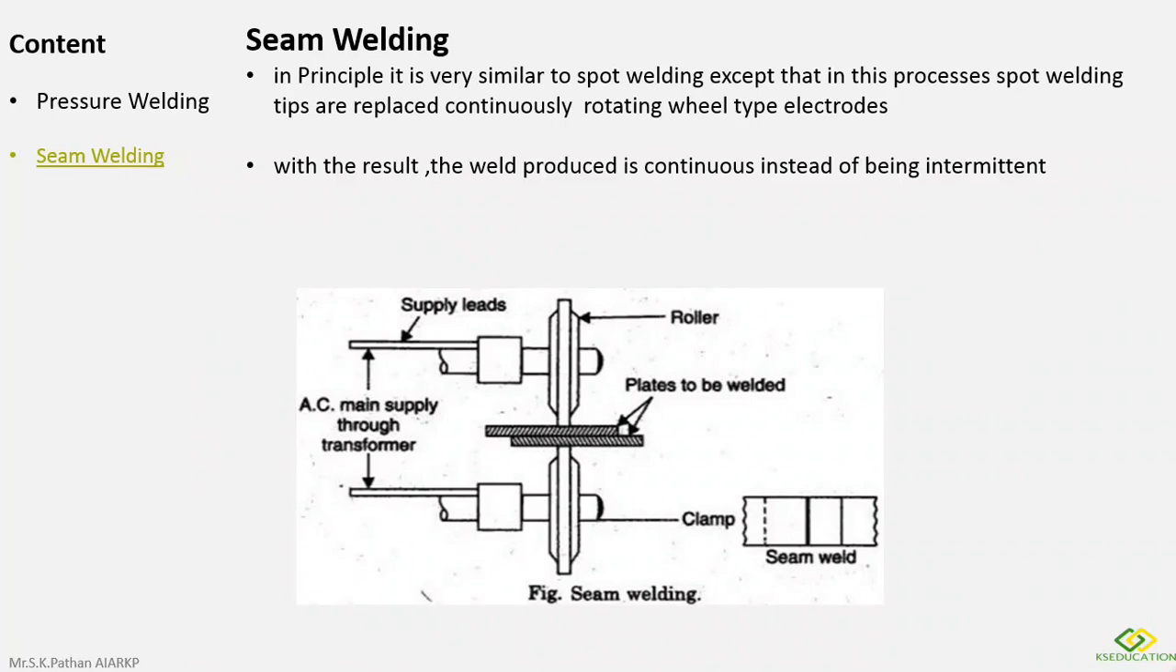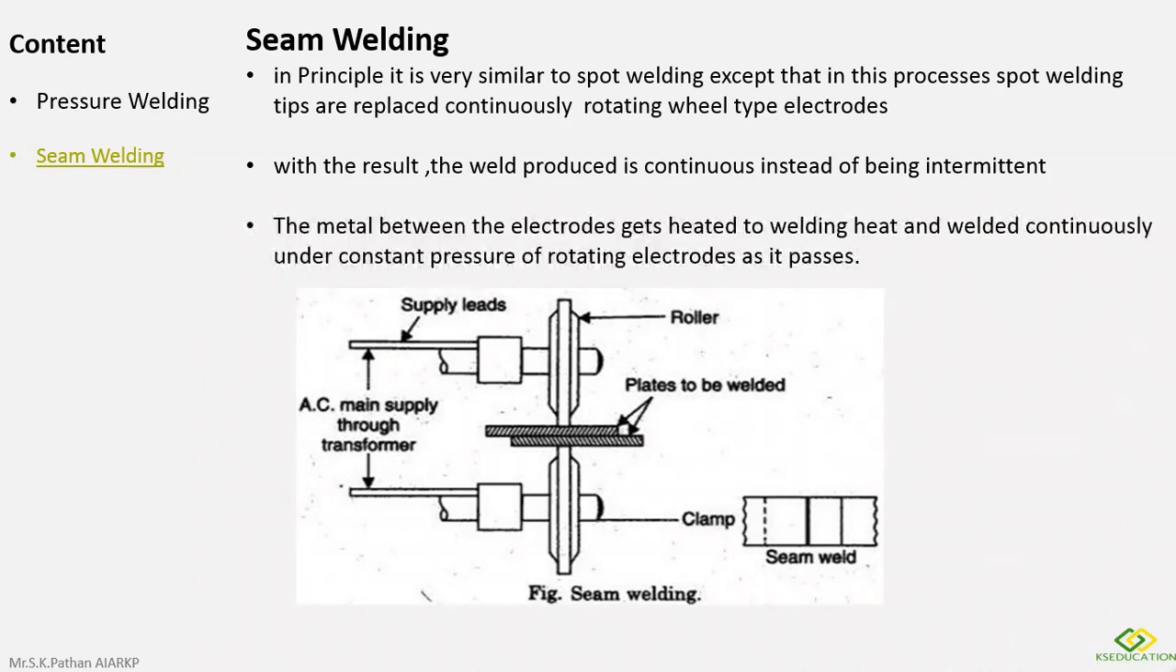With the result, the weld produced is continuous instead of being intermittent. So in the case of spot welding, the welding is intermittent, and in the case of seam welding, it is continuous welding. The metal between the electrodes gets heated to welding heat and is welded continuously under the constant pressure of the rotating electrodes as it passes. This technique is majorly used to weld cans and long sheets.